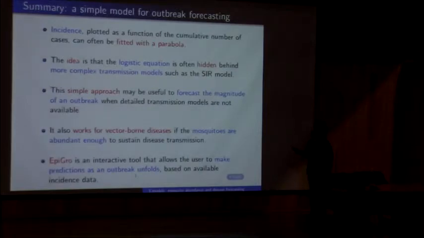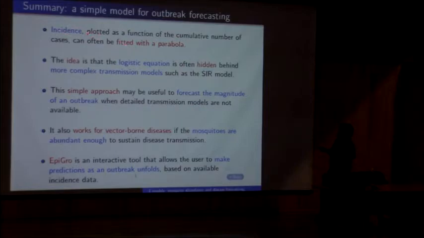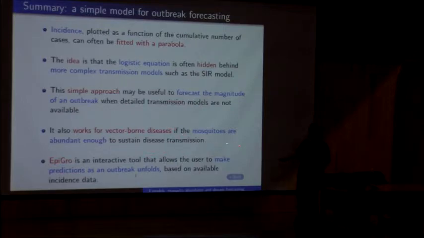So to summarize, right, the new idea, which is very simple, is to plot incidence as a function of the cumulative number of cases and try to fit this to a parabola. And what this tells you is that the logistic equation is hidden behind the complex transmission models. Now, you can use this to forecast the magnitude of outbreaks, and it will work also for vector-borne diseases, right? So that's the connection with number one. If you know that you have mosquitoes, because chikungunya is a disease that's carried by mosquitoes, it worked well.